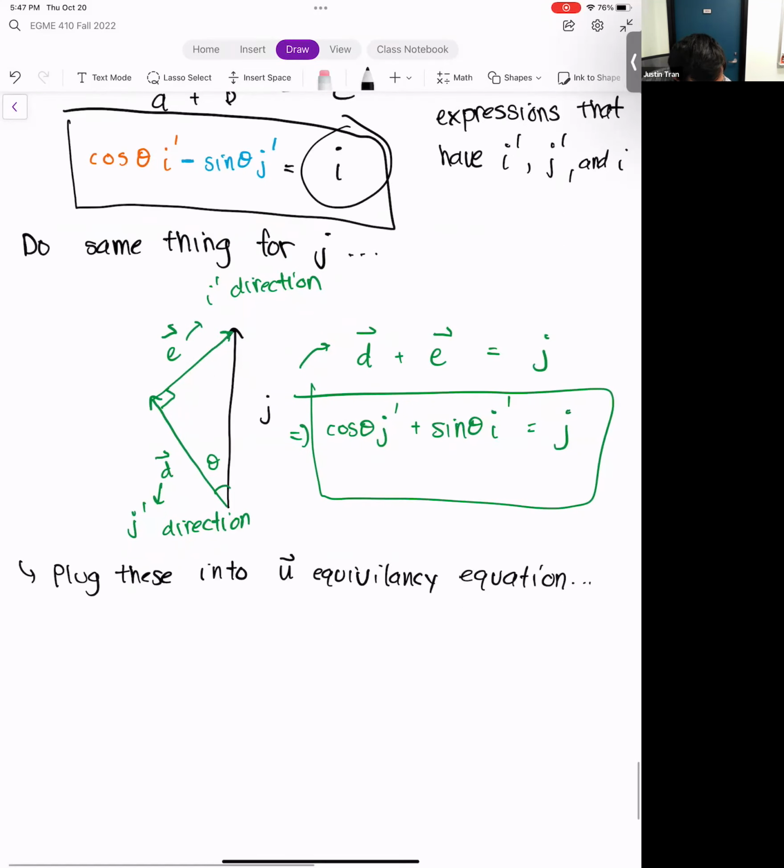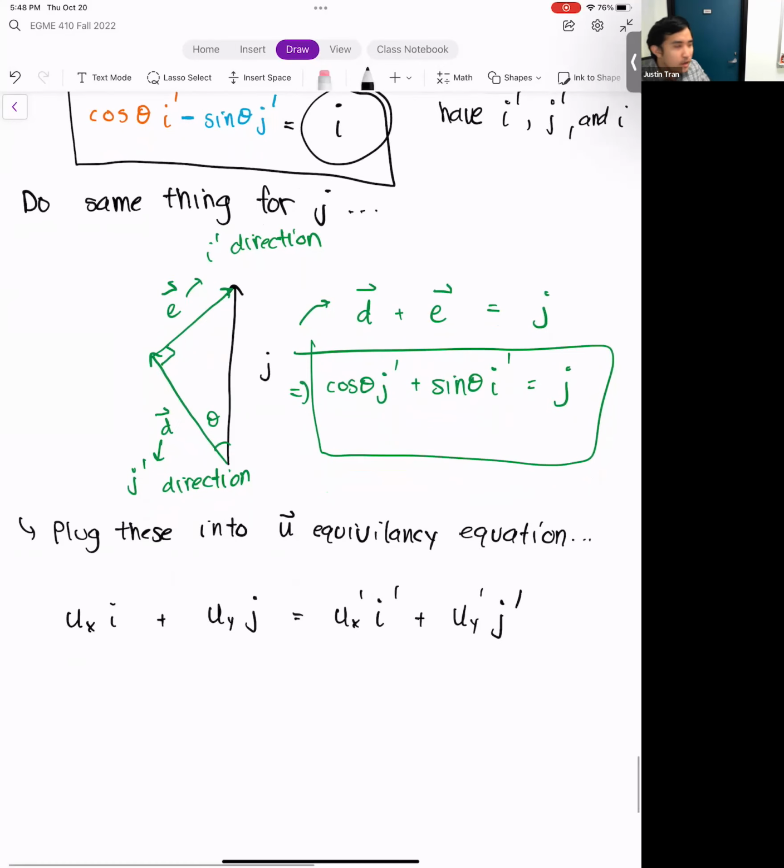Let me go ahead and repeat that equation here just for the sake of completeness. We have ux times I plus uy times J is equal to ux prime I prime plus uy prime J prime. That was the equation that we had before. And remember what this equation told us was that if we have a vector u, no matter what coordinate system we're in, u is still going to be the same u. So no matter how you express its components, it's the same vector. So let's go ahead and plug in for I and J here.